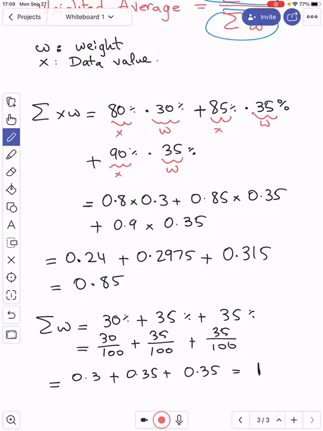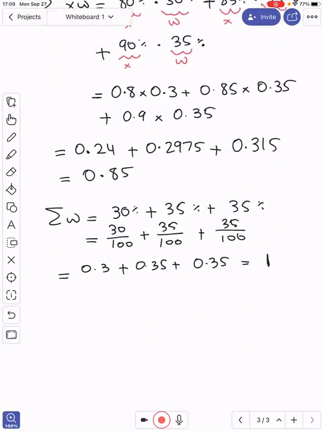So what will be your course grade? Well, your course grade, your weighted average.